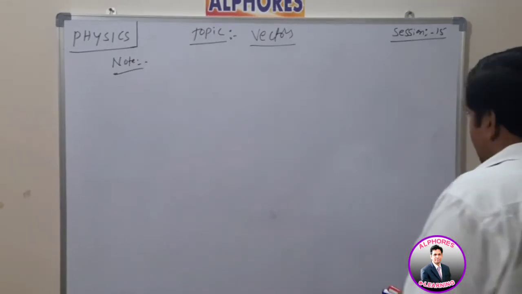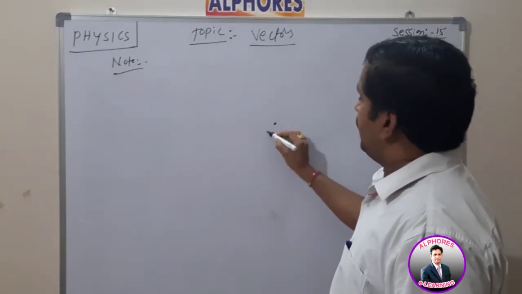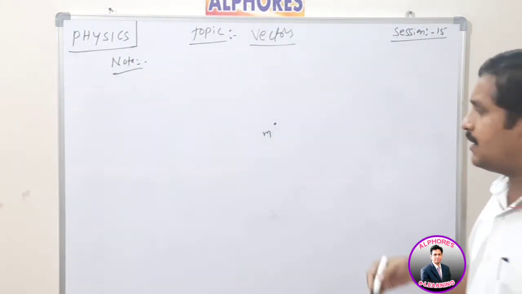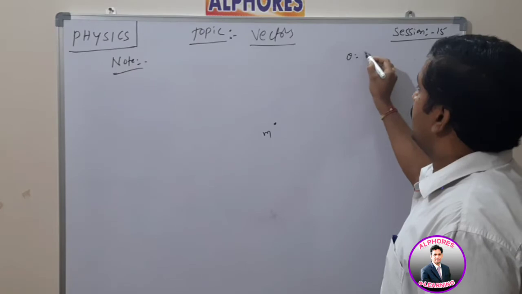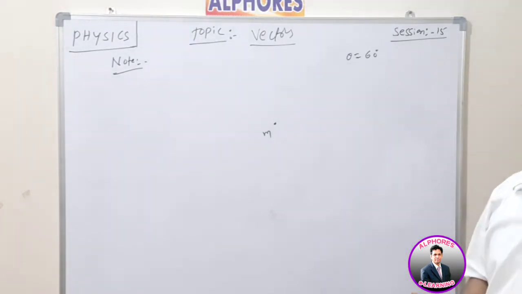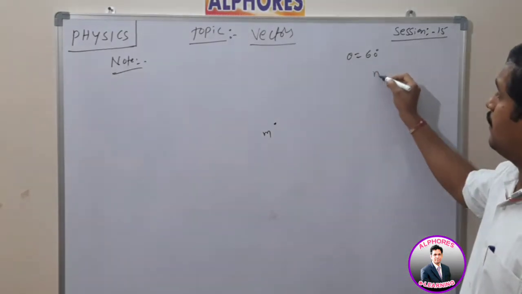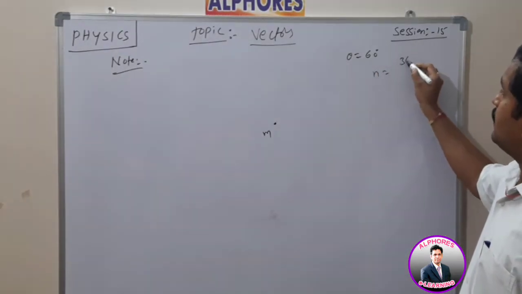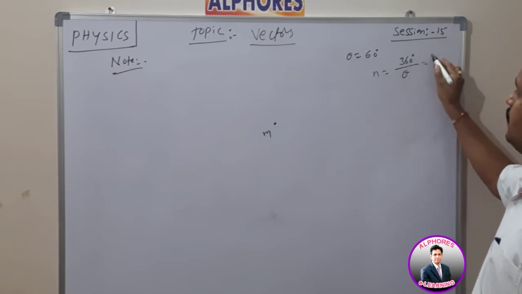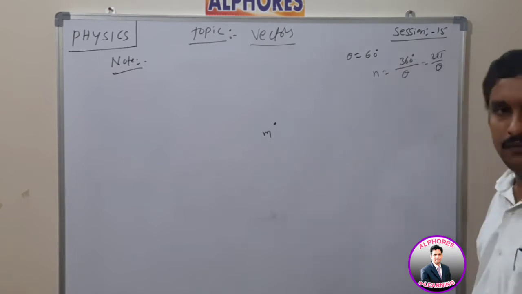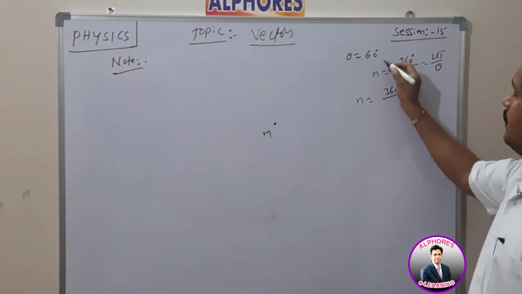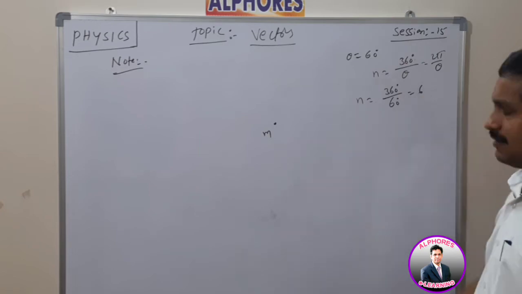For example, let us say this is a particle of mass m. This particle experiences a number of forces, and each force makes an angle, let us say 60 degrees. Then how many forces are required to keep the ball in equilibrium? N is equal to 360 by theta, or sometimes it is denoted by 2 pi by theta also. So the number of forces required is 360 degrees by 60, which means 6 forces.